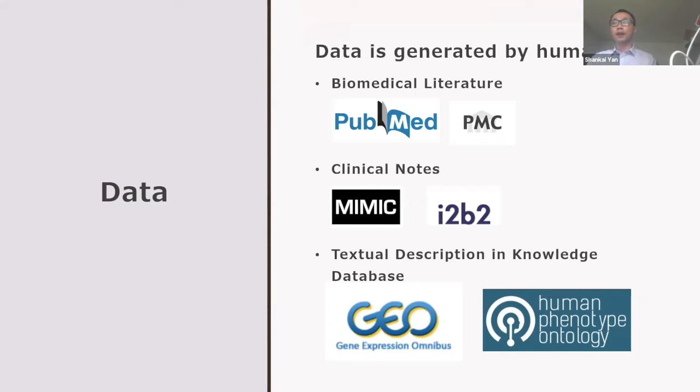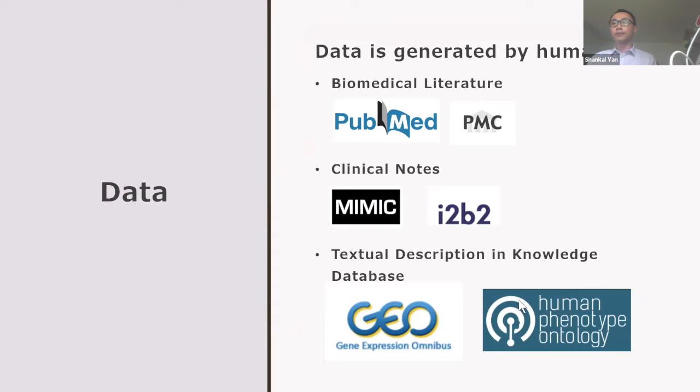The third type of data is the textual description in knowledge databases. One example is the Gene Expression Omnibus from NCBI. It contains many studies, and the studies have descriptions, abstracts or titles, and also raw sequencing data. You can access the sequence data, and you can also extract knowledge from the textual description.